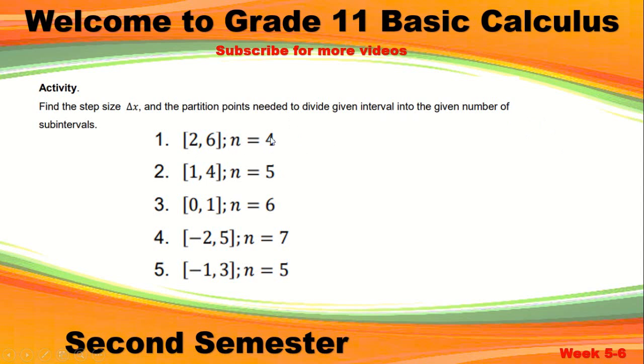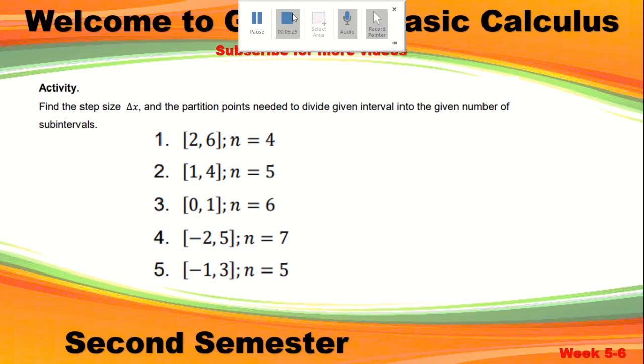Then our change in x is b minus a over n. So b is 6 minus 2 over n is 4, that is 4 over 4, that is 1. So our change in x is 1. It's easy. Then follow the steps from earlier, the same up to number 5. Okay, that's all for last number 1.